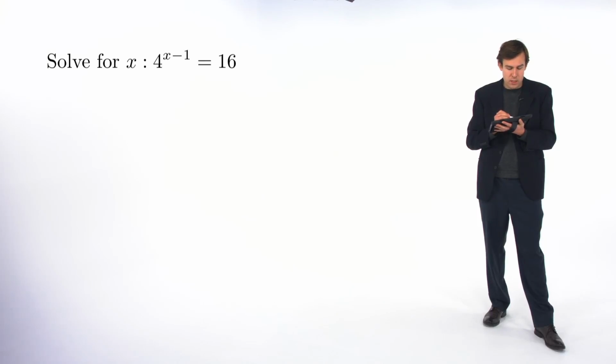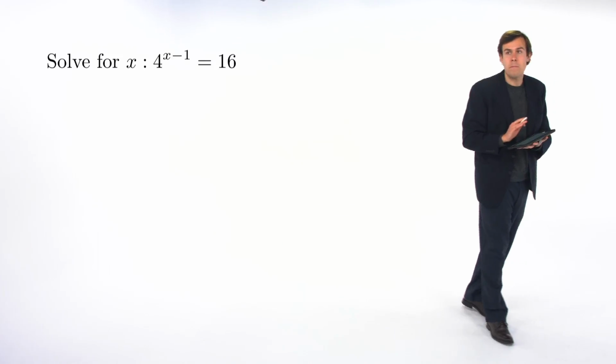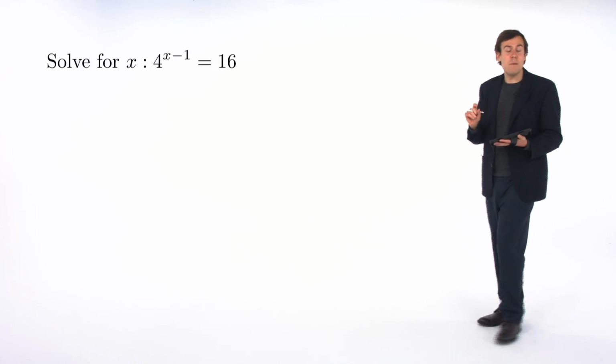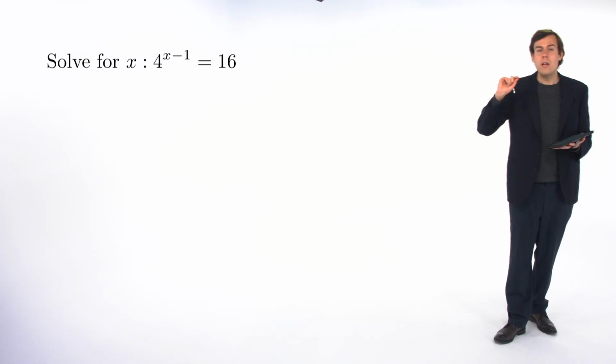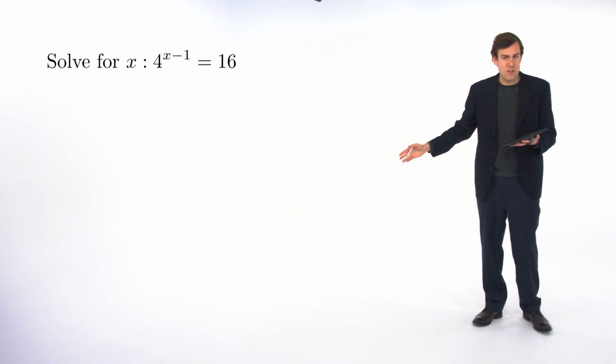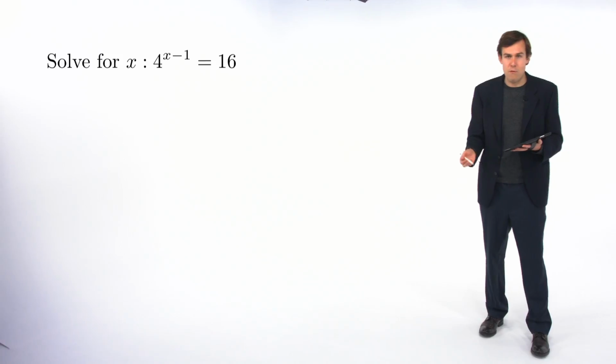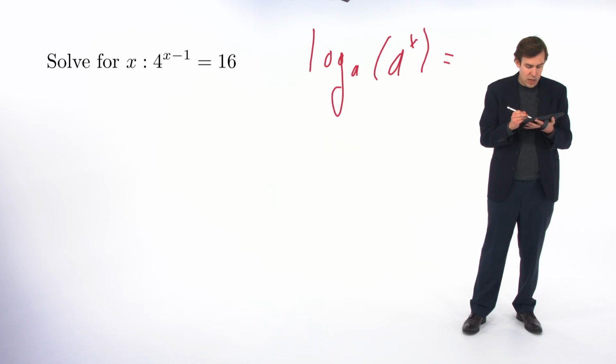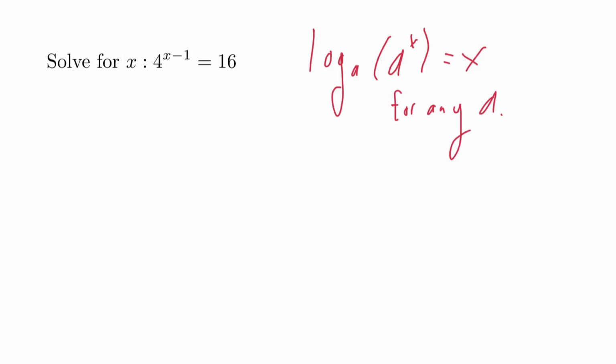So suppose I want to solve the following exponential equation. I have 4 to the x minus 1 equals 16. So what do I want to do here? Well, I want to somehow get rid of this exponential. I want to apply a function to both sides of the equation so that I reduce the complexity of the problem. So what does that? Well, recall that log base a of a to the x is just equal to x, for any a. So if I want to get rid of this exponential with a 4 in the base, I need to hit both sides with log base 4.